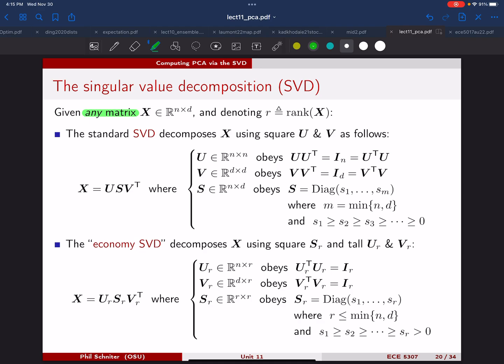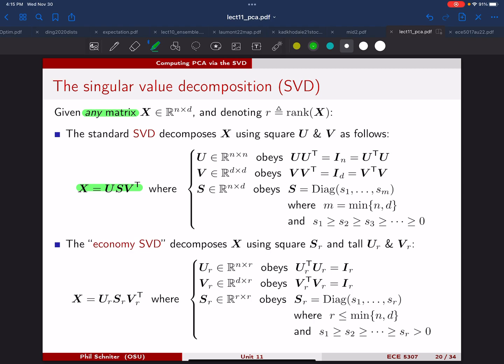But what the SVD does is it decomposes it into a product of matrices that are each very interpretable. So here, U and V are orthogonal matrices, meaning all of the rows are orthogonal to each other, all of the columns are orthogonal to each other, all the rows are unit norm, all the columns are unit norm.